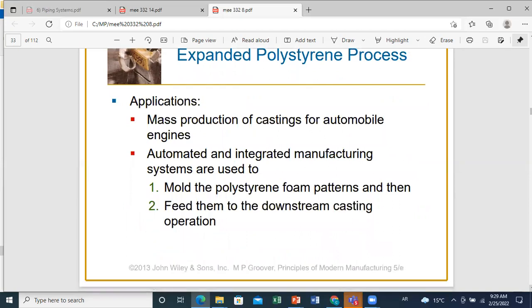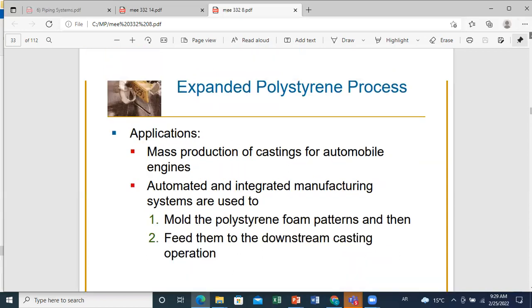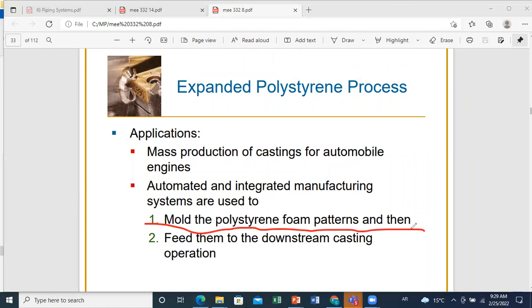Now, some applications of such an expanded polystyrene process: it's used for mass production of castings for automobile engines. And also automated and integrated manufacturing systems will be used to mold the polystyrene foam patterns. Meaning first you need a certain effort to make your polystyrene foam molds, and then you will feed them to the downstream casting operation.